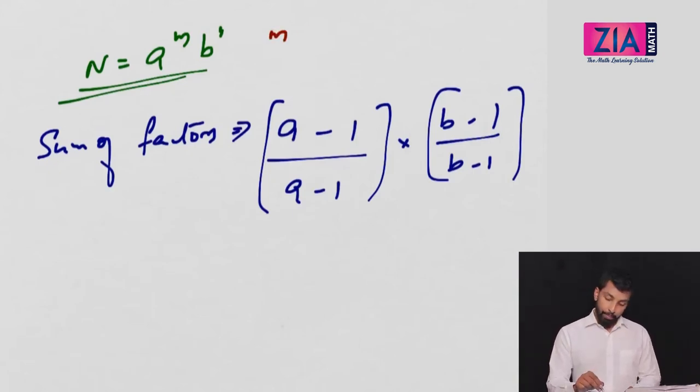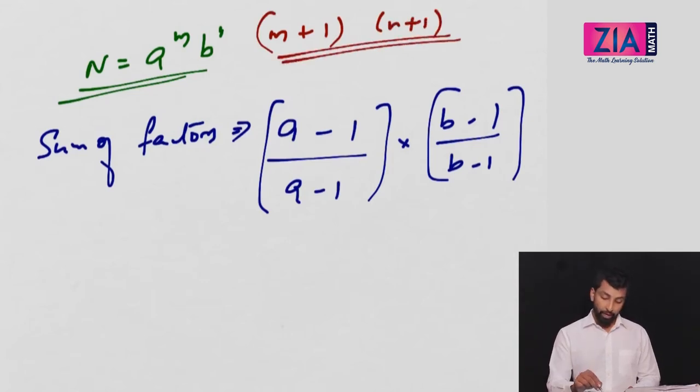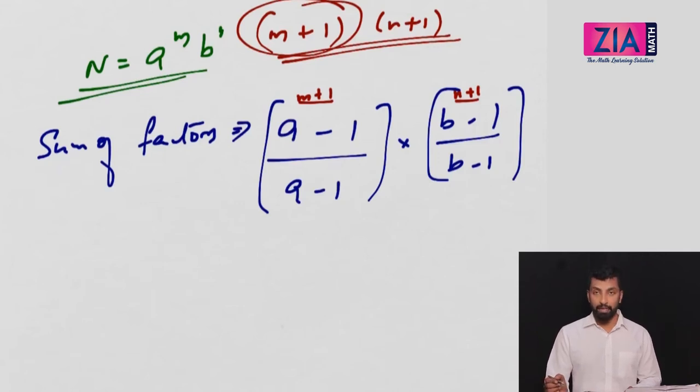Now see, m plus 1 into n plus 1 is the number of factors, right? So we need to use this. So this m plus 1 we will write here, this n plus 1 we will write here. So I hope you will not forget it. So a raised to m plus 1 minus 1 divided by a minus 1, b raised to n plus 1 minus 1 divided by b minus 1. You write like that. This is the answer for the sum of factors.